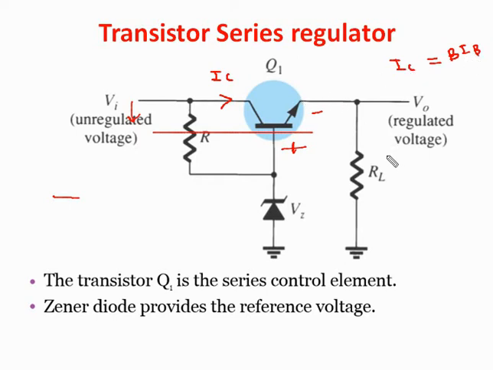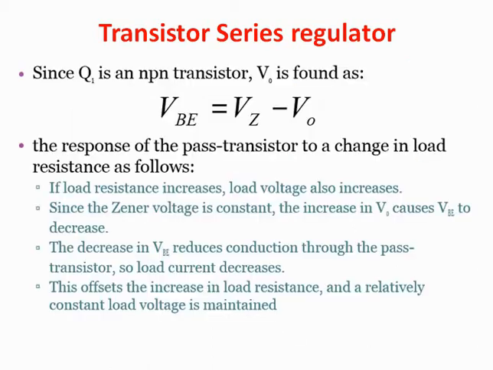Collector current is reduced, so the output current IL is also reduced, which will reduce the voltage across the resistance RL, and we get 10 volt. So this offsets the increase in the load resistance and a relatively constant voltage is maintained.